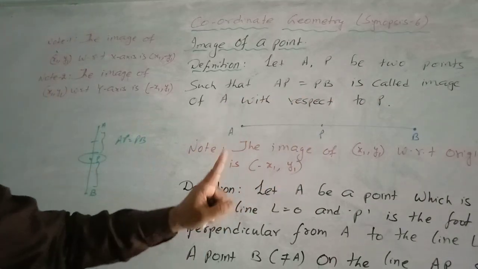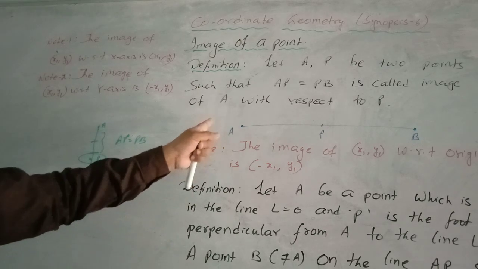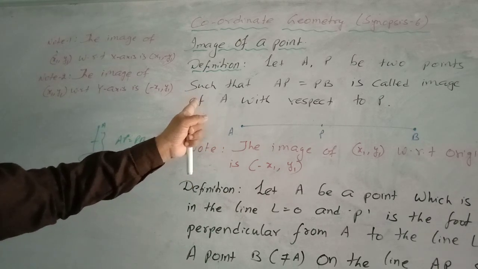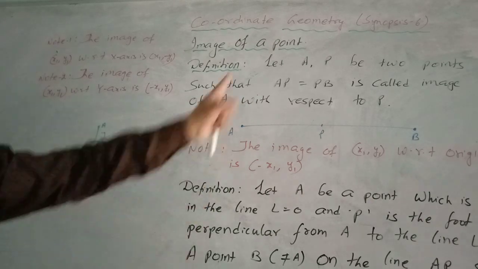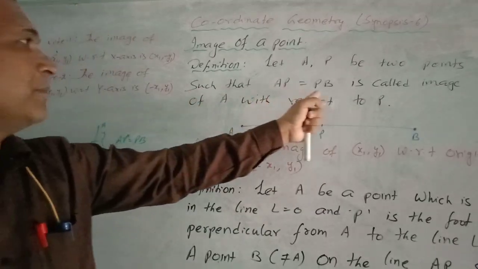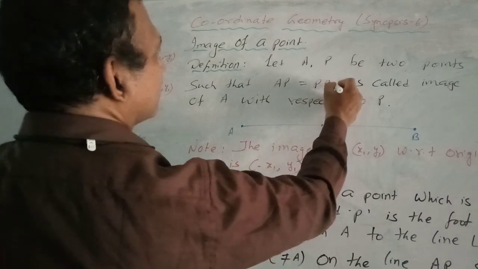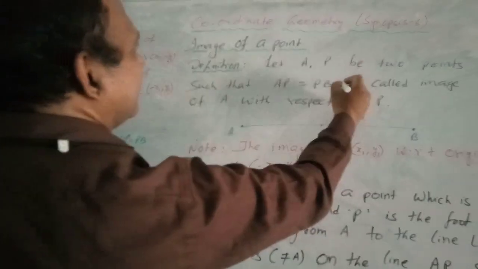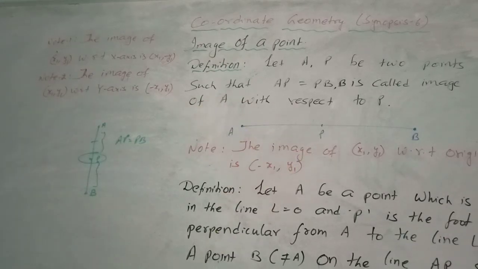So B is called the image of A with respect to P. Let A and B and P be points such that AP is equal to PB. So here we have to write: B is called the image of A with respect to P.